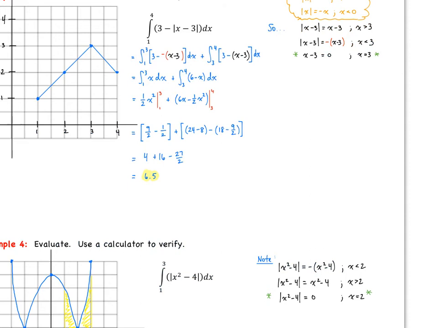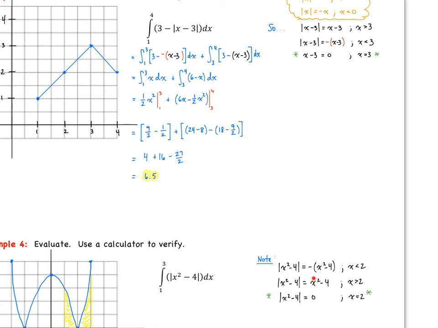This last example we are going to integrate from 1 to 3 the absolute value of x squared minus 4. So just like before, I do my little side note. The absolute value of x squared minus 4 is equal to the opposite of x squared minus 4 when x is less than 2. And the absolute value of x squared minus 4 equals x squared minus 4 when x is bigger than 2. So it equals 0 when x equals 2. So this is when x equals 2, that's kind of our breaking point for our interval. Okay, so keep this in mind.